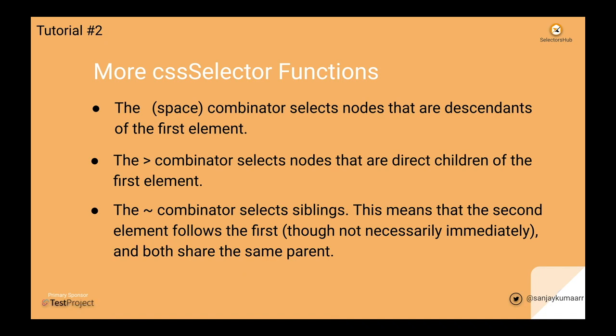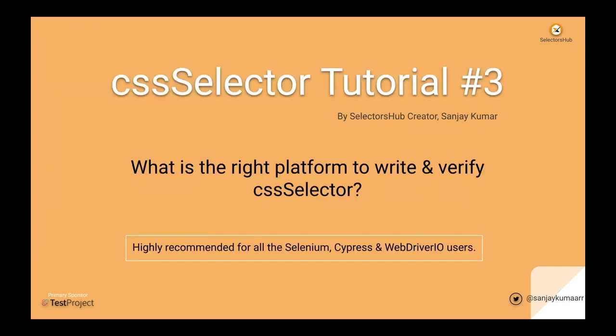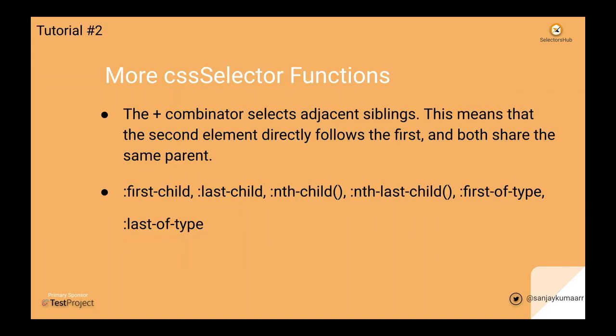The tilde combinator selects siblings. This means that the second element follows the first, though not necessarily immediately. We'll come to this lecture again. The plus combinator selects adjacent siblings, one next to each other, then first child, last child, nth child, nth last child, first of type, last of type. So I hope now you have heard some of the functions. In the coming lecture, we will see the practical example of all these functions and a lot more.